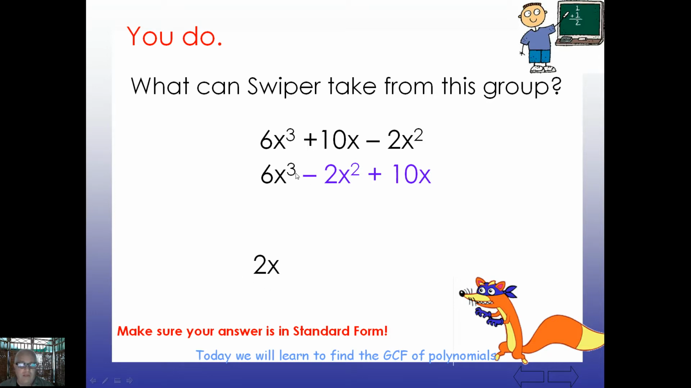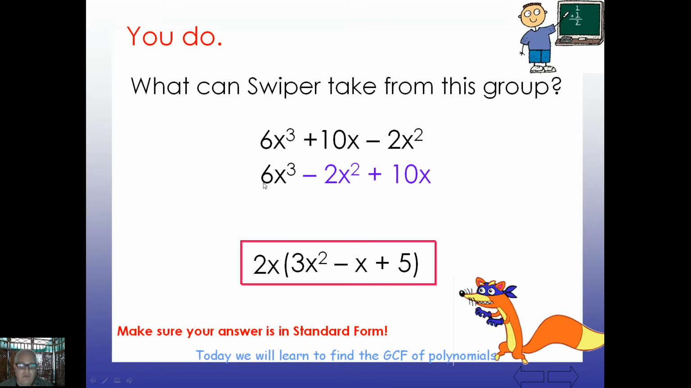And now let's just mentally divide each piece by 2x. So 6x cubed divided by 2x, we end up with 3x squared. Notice we reduced the exponent by 1. In this case, positive 10x divided by 2x will just leave you with a 5. 10 divided by 2 is 5, and the x is, of course, the 1x gets pulled out to the front there. So this is your final result right here.